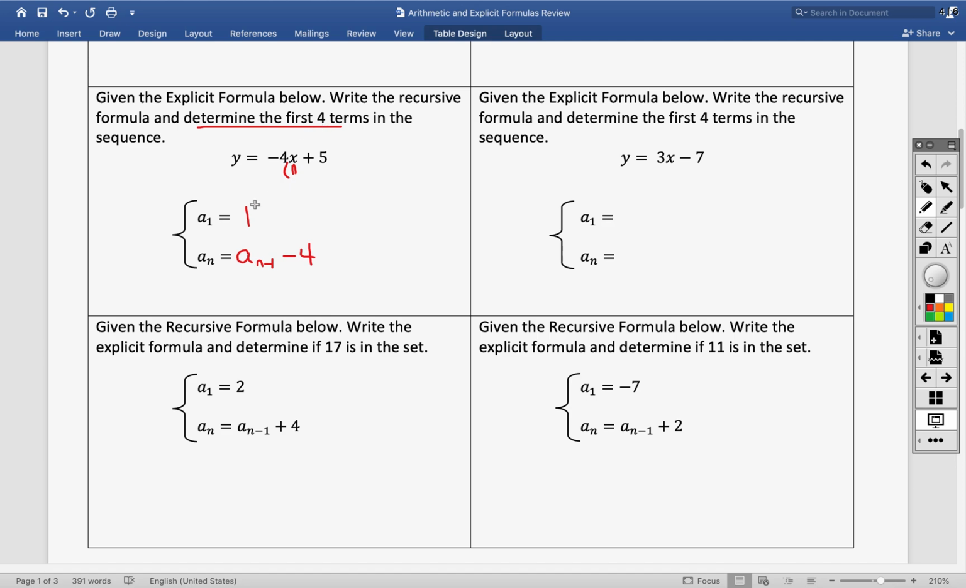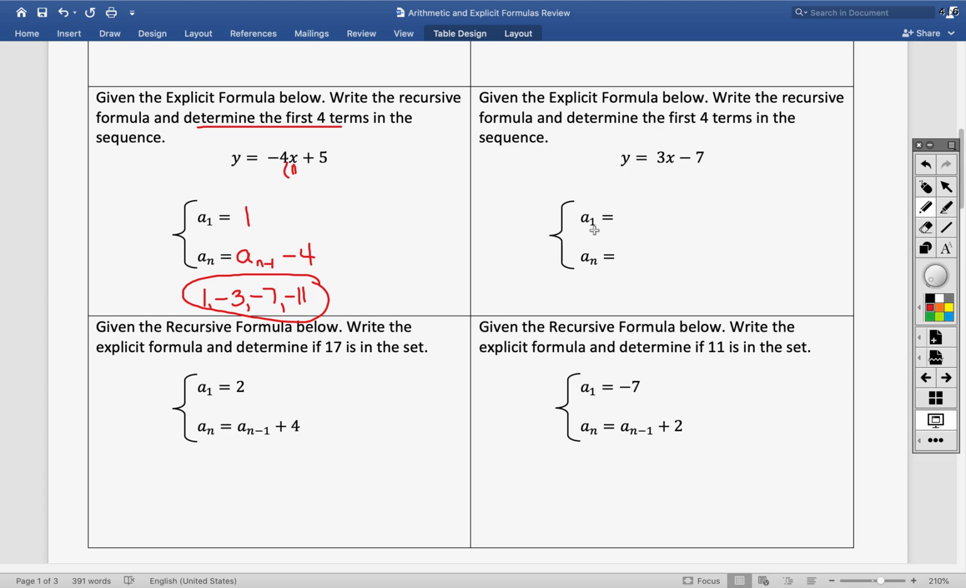So to determine the first 4 numbers, we simply are going to take 1, because that's the first number in the set, and we're going to minus 4. 1 minus 4 is a negative 3. Negative 3 minus 4 is a negative 7. A negative 7 minus 4 is a negative 11. Pretty simple, right?